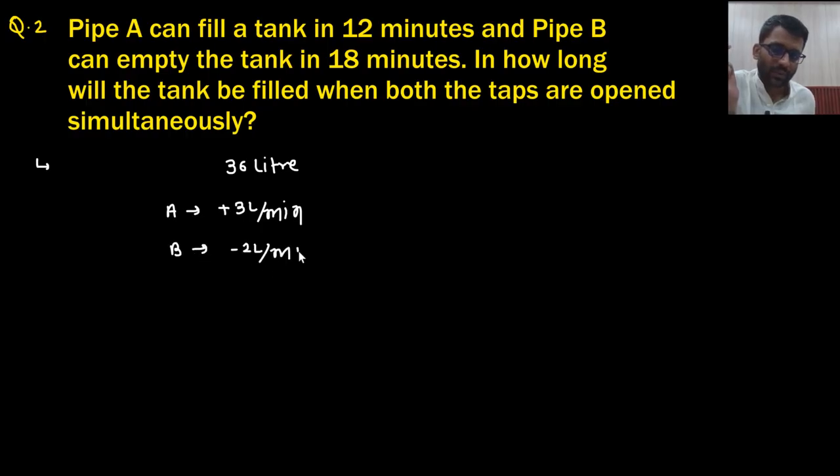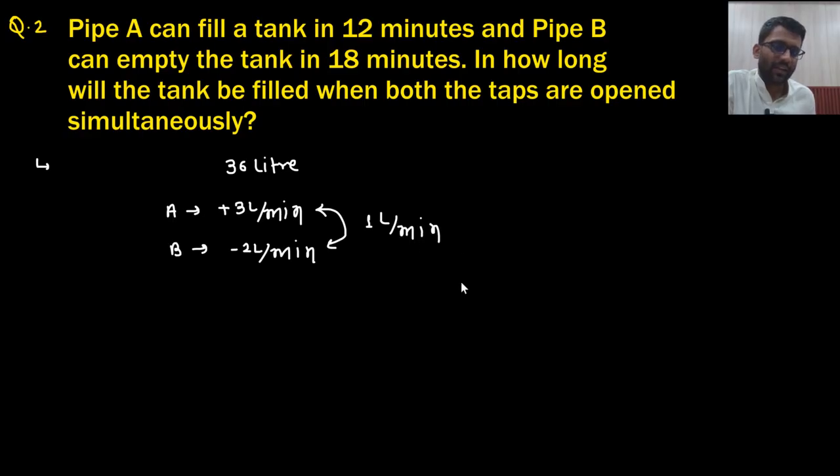Say yes or no. A fills the tank in 12 minutes, that means A is giving 3 liter per minute. And B is emptying it, that means B is taking 2 liter per minute. How long will the tank be filled if both are open together? So this one is giving 3, this one is taking 2. That means 1 liter per minute.